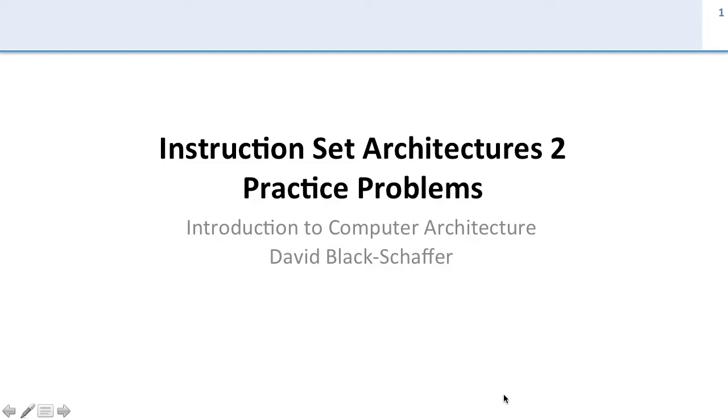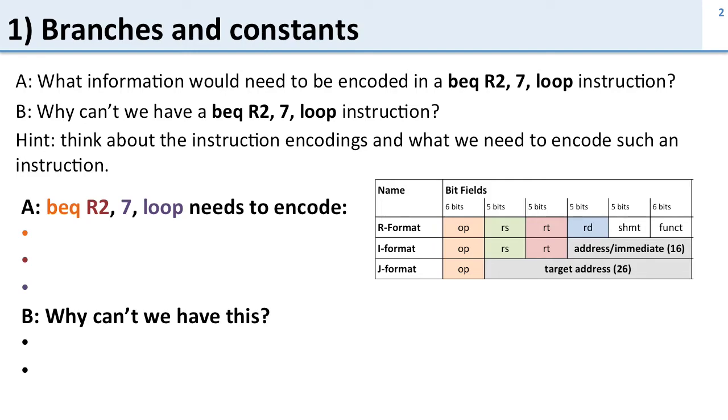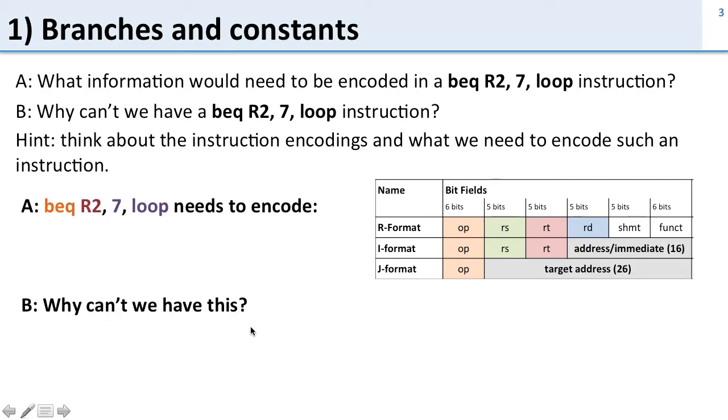Now we're going to go through the instruction set architecture's 2 practice problems. So the first question here was about branches and constants in instruction encoding. First part of the question is what information we need to encode to be able to do this sort of an instruction. And the second question is why can't we do this in MIPS? So let's take a look at this.